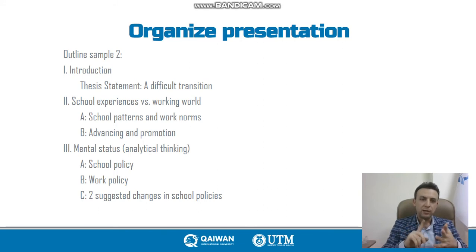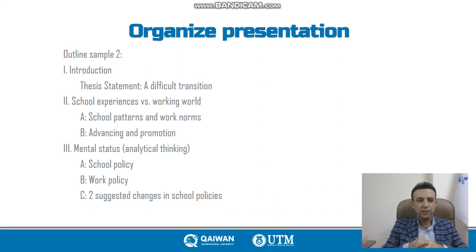So you see, in the introduction, for the thesis statement, we have only a difficult transition. In the first body paragraph, we have school experiences versus working world. Well, of course, you may not be able to understand this outline very well, because this is an outline of a text that you have not read. This is for a person who has already read it. So for the first body paragraph, we have the important details that are about school patterns and work norms. Then we have another important detail that is about school experiences and working world, that is advancing and promotion.